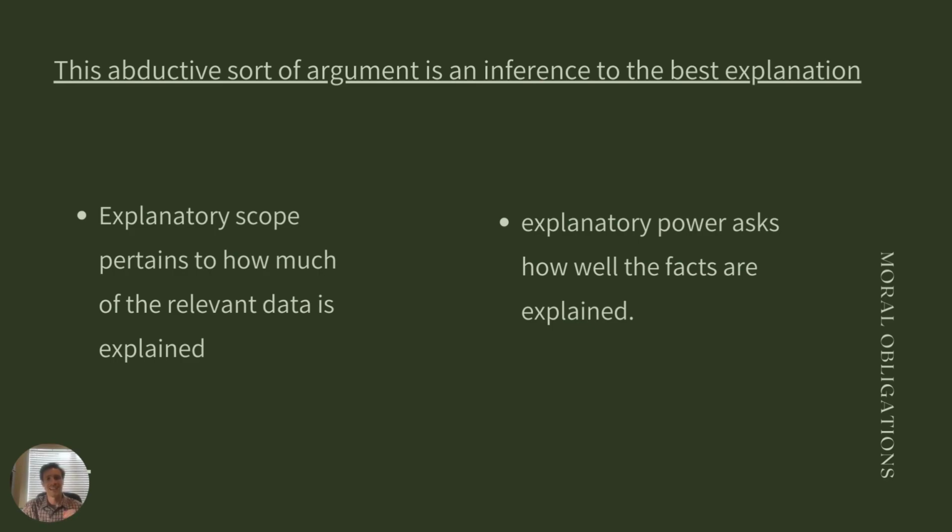He's basically the God of what we would call classical theism. Now, this abductive sort of argument is an inference to the best explanation. Now, what this means is there are two different types. The explanatory scope pertains to how much of the relevant data is explained, and the explanatory power asks how well the facts are explained. Now, let me explain each one of these. This method begins with certain data to be explained, and from a list of possible explanations, it narrows the list down to the best explanation. This is done by an application of a principal set of criteria, which include the explanatory scope and the explanatory power. The explanatory scope pertains to how much of the relevant data is explained, and the explanatory power asks how well the facts are explained.